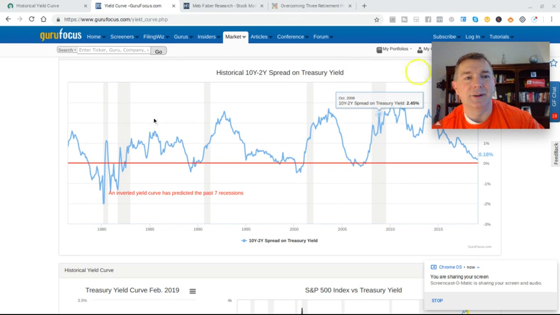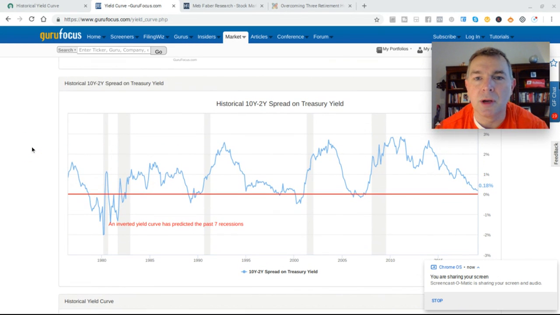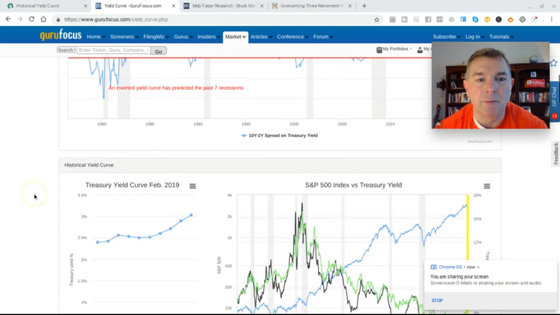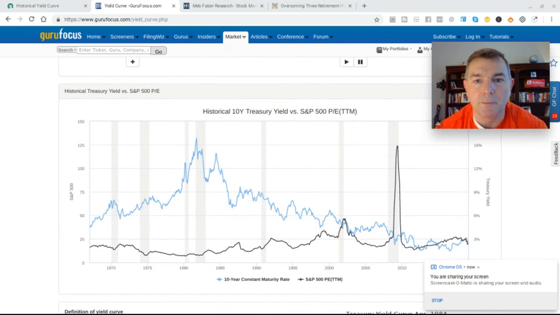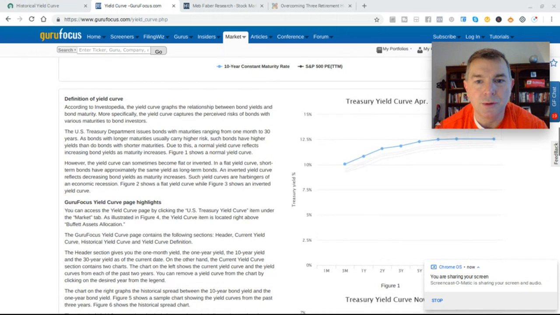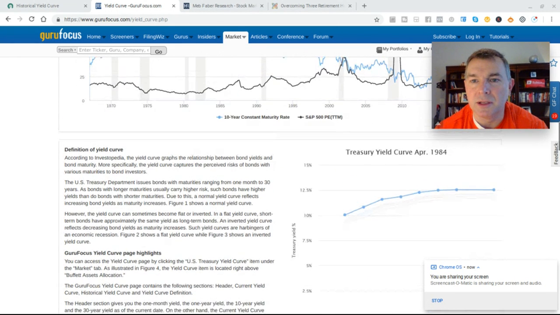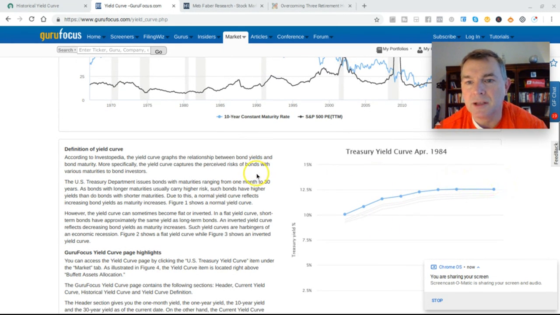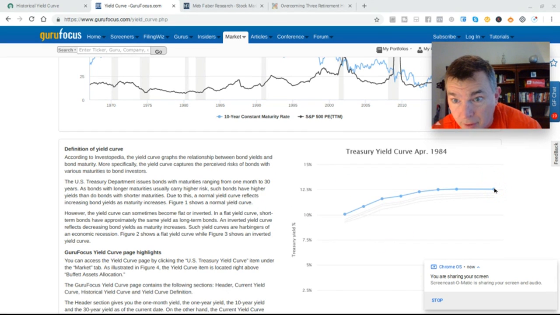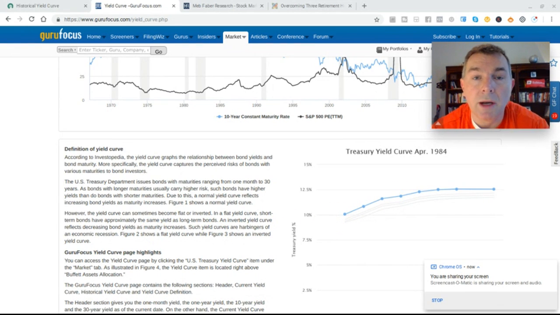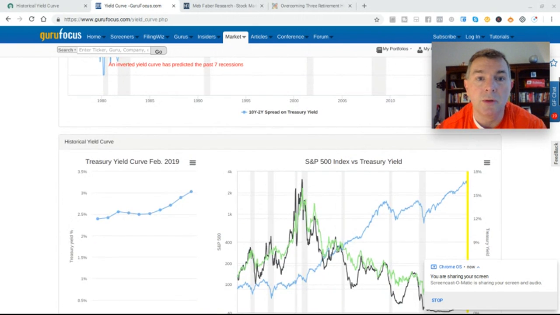All right, so here's a historical 10-year, 2-year spread on the yield curve. An inverted yield curve has predicted the past 7 recessions. That's what Fidelity just told us too. All right, let me show you this one chart. Here we talk about the Treasury yield curve, April 1984, and look at that. We got a long bond back in 1984 paying a little over 12.5, a short bond paying 10. All right, that makes sense. The longer you lock up your money, the more you're going to get for the longer time of locking up your money. But here we go with our chart.